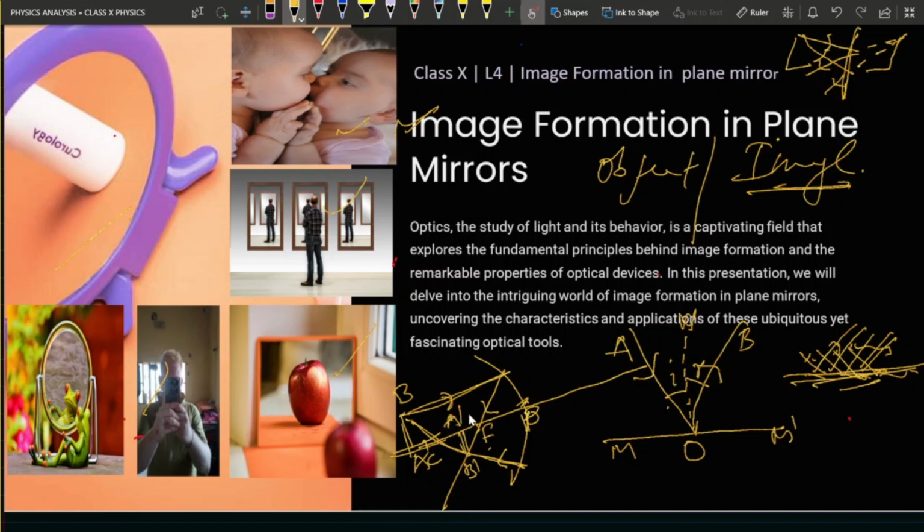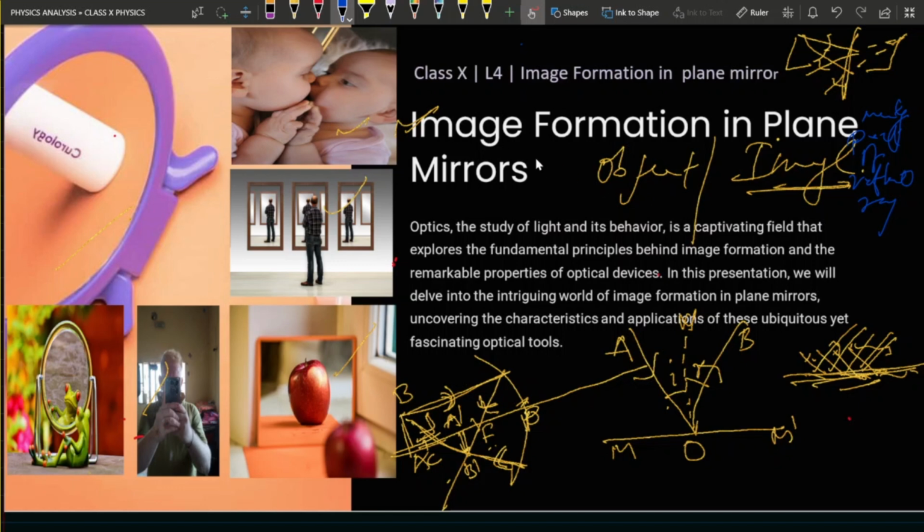So here in this case, this is the incident ray that is coming out of an object, and this is the reflected ray. This also is a reflected ray, and here this meeting is the meeting of reflected rays, which forms an image. So about image you can say that the meeting point of reflected rays forms an image.